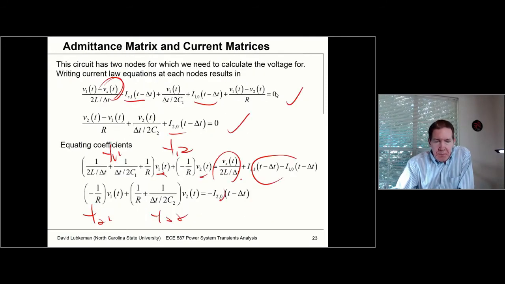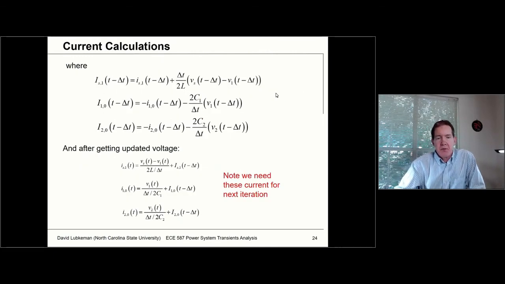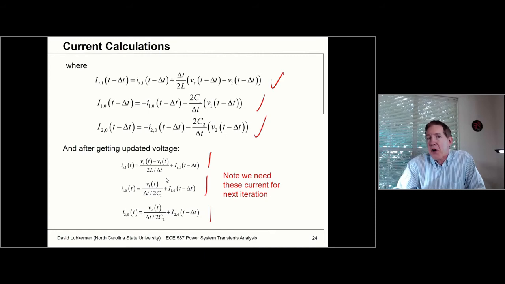Okay, so not only do you have these equations for voltage, but for the active elements in the circuit, you've got the history terms that you would be calculating. You've got a history term for the series inductor. You've got history terms for the two capacitors in the circuit. Then once you have the voltages updated, and once you have these history terms, you can go ahead and update the branch currents as well. And we need these branch currents for the next iteration, because that's part of what we need to calculate the history terms.